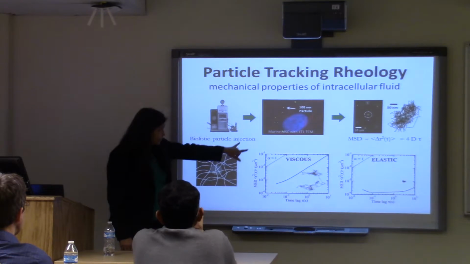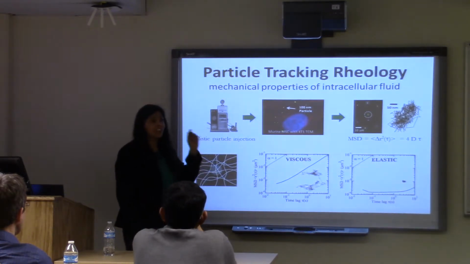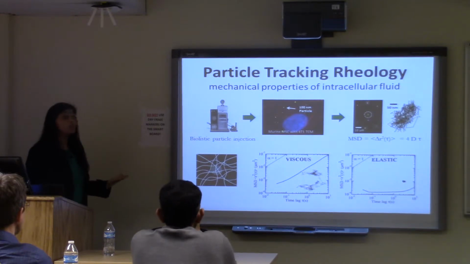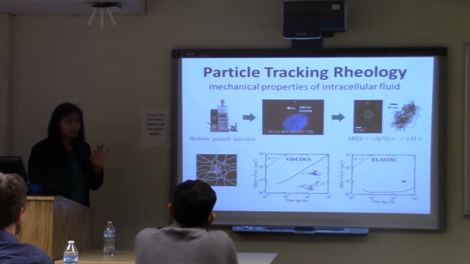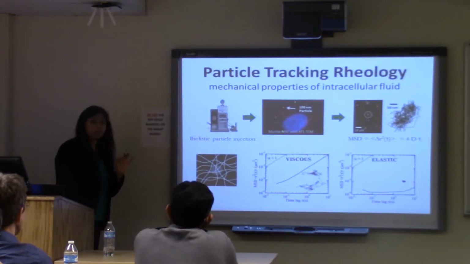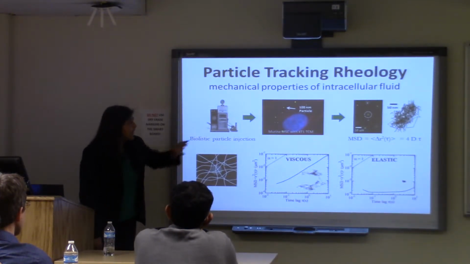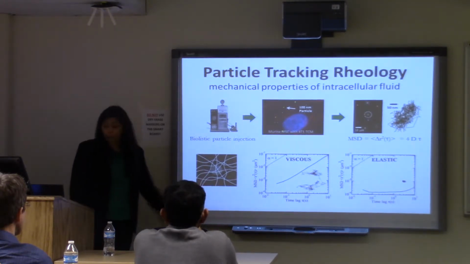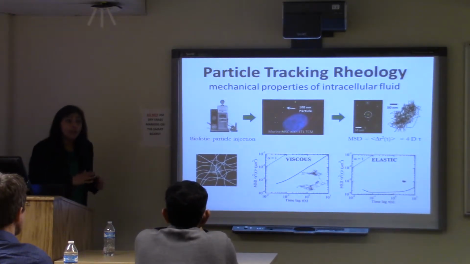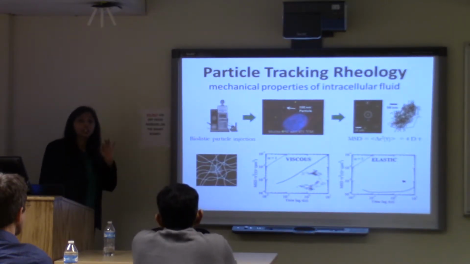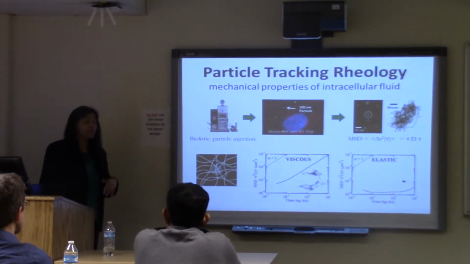And so in this case, these are murine MSCs that have been injected with 100 nanometer particles. Then we use high optical resolution to image those particles, and then we track the motion of the particles based on the motion of their centroid. And from that, we can get traces of the motion, and we can relate that to fluid properties based on the slope and the amplitude of the mean square displacement, which is the change in the location of the particle with respect to time squared.